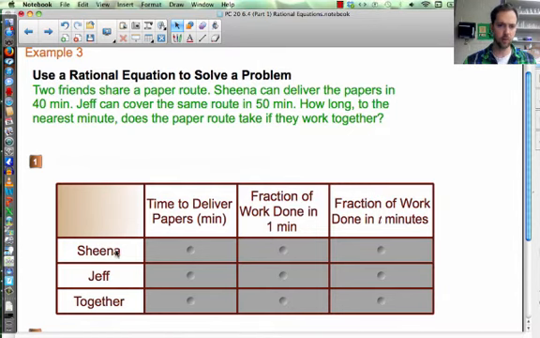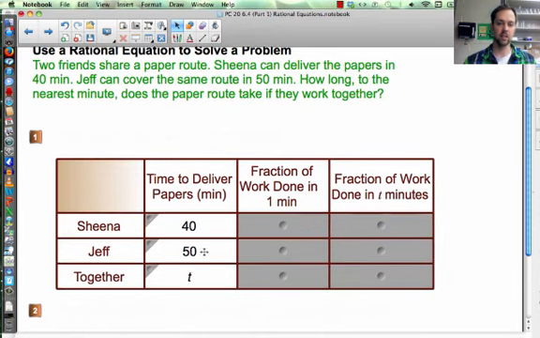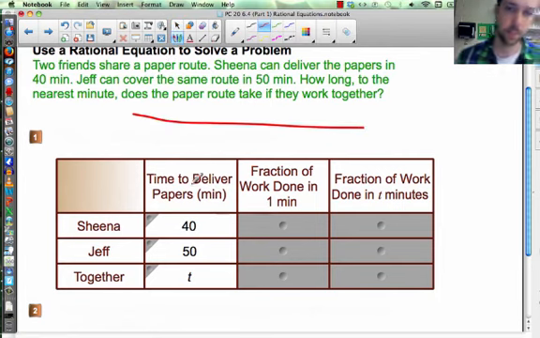So the time to deliver papers, Sheena delivers all the papers in 40 minutes. Jeff delivers all the papers in 50 minutes. Now when they work together, we don't know how long it takes them to deliver all the papers, so we're just going to call that T. And that's what we're going to try to figure out, right? That's what the question is asking. How long does it take them to deliver all the papers?